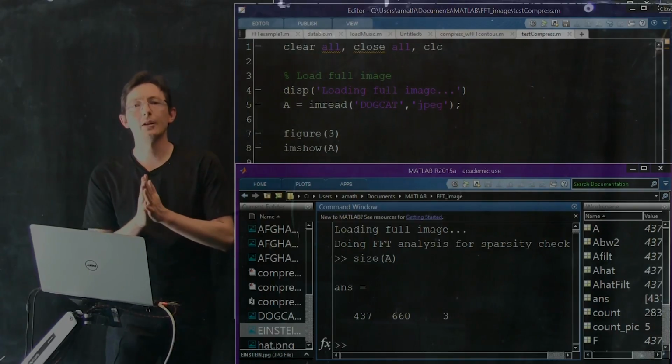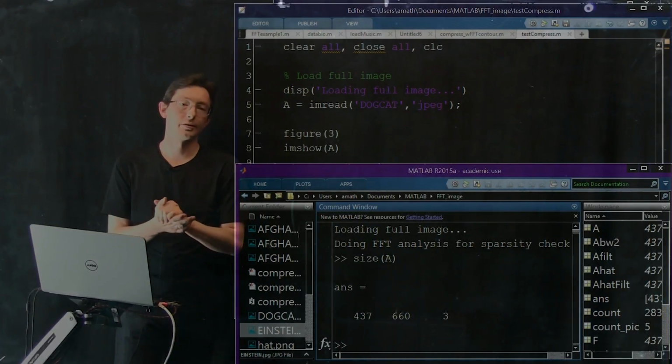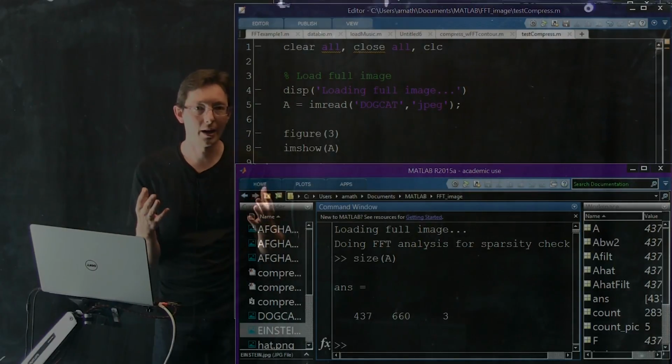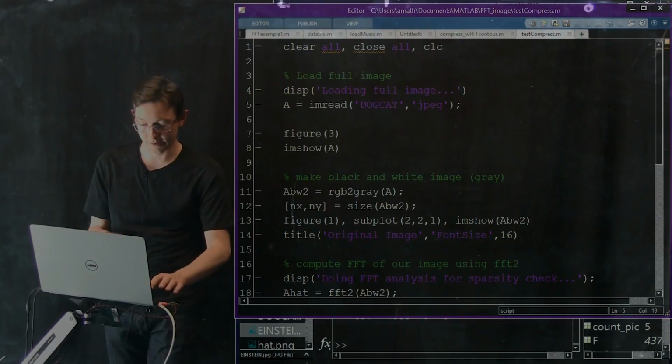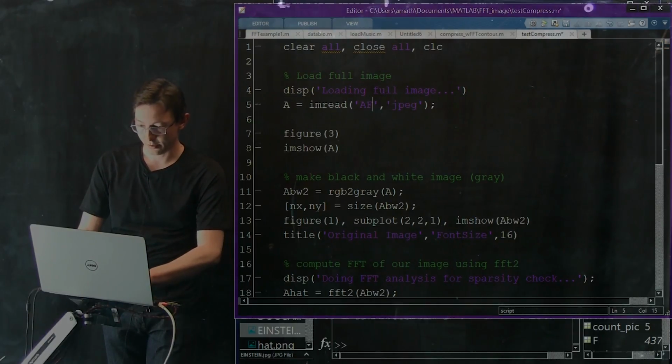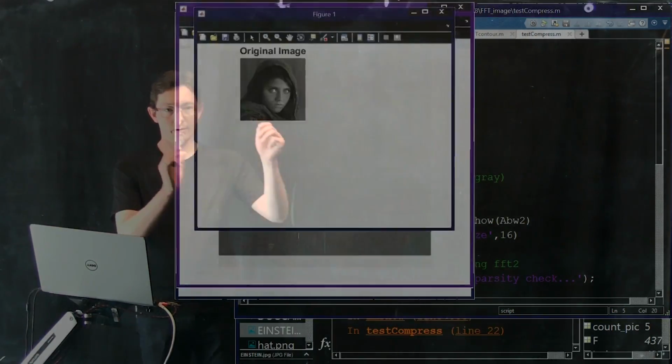Okay, now the last thing I want to show you, something I think is really interesting, is to try to understand why this image compression is working the way it does. So I'm going to go back to this Afghan example, Afghan 3, and just make sure it still runs. Okay, everything loads and runs just fine.